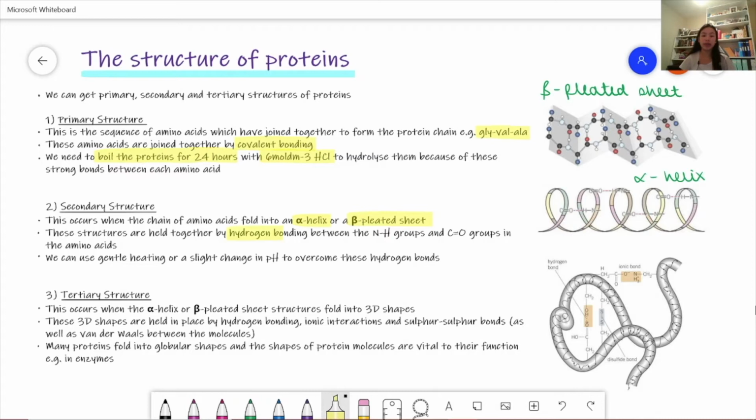And these structures are held together by hydrogen bonding. This is between the NH groups and the CO groups, because we know that the hydrogen is not very electronegative, but the oxygen is very electronegative. So we have a partially negative charge on this oxygen and a partially positive charge on this hydrogen. And so this oxygen and this hydrogen can hydrogen bond together. This is what we see here on the diagram. We've got an oxygen and a hydrogen, and an oxygen and a hydrogen, and they're all bonded together by hydrogen bonding. And we can use gentle heat or a slight change in pH to overcome these hydrogen bonds.